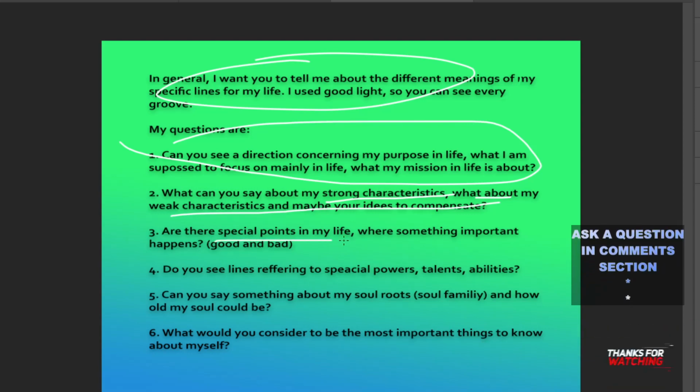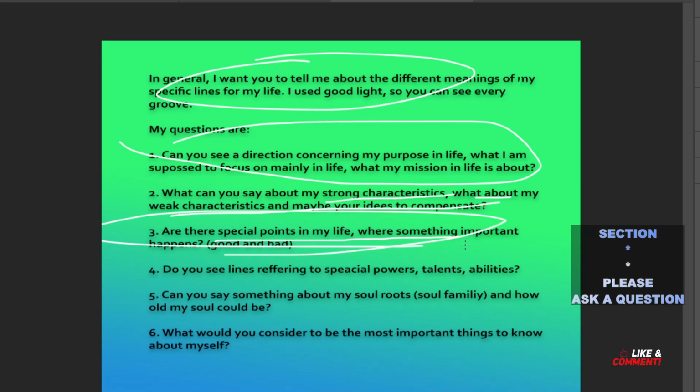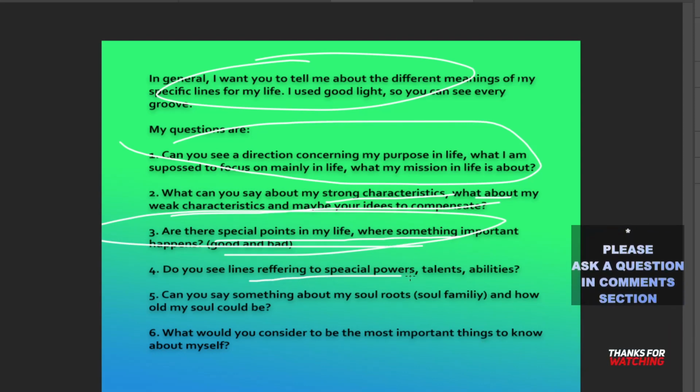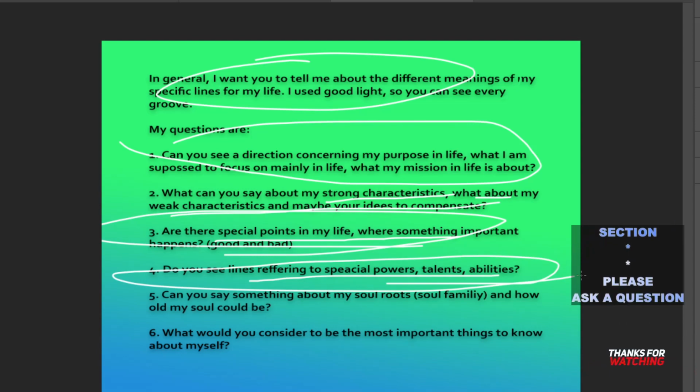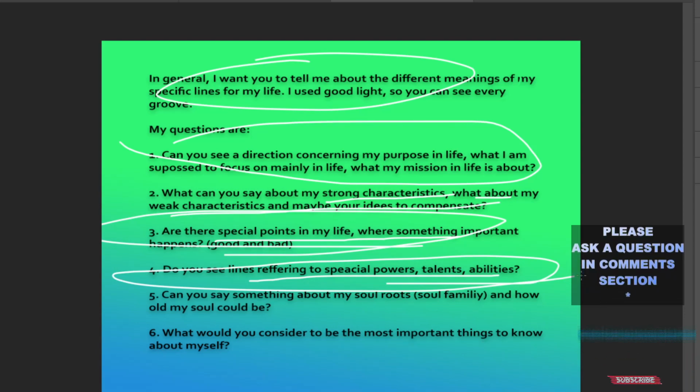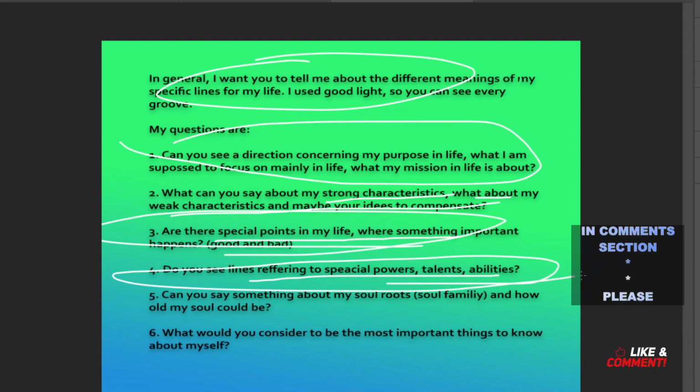Any special points in my life where something is important, those things I've mentioned, those break in the headline and the fate line. We see special power, talents and abilities. Your mount of Mercury is prominent. That means grace and beauty. It can come in any form. It can come in the form of creating good food or good clothes, or something to do with art, music, or something like that.